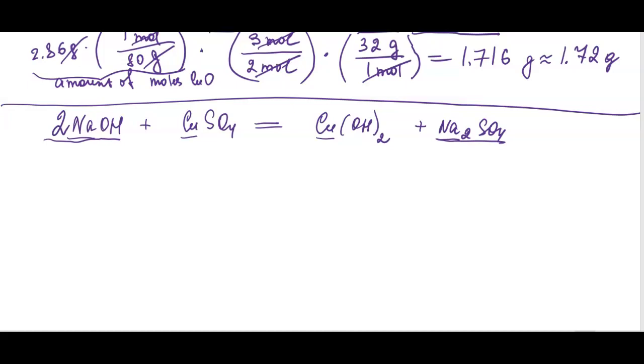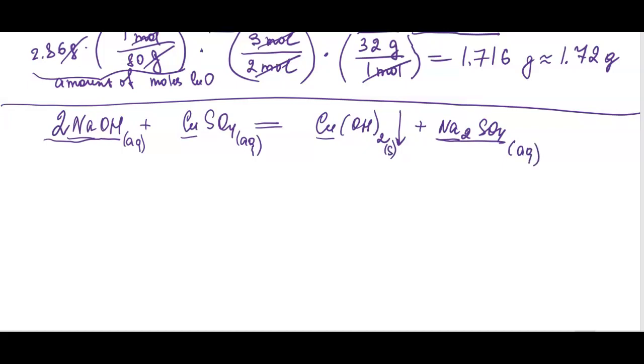And let's check a solubility table, because we need to mention their state. Are they solid or liquid or in a solution, right? According to the solubility table, sodium hydroxide is soluble, so I will use aq. That means this is a solution. Copper sulfate will be a solution too. Cu(OH)2 is insoluble, so I will use this sign, solid, and sodium sulfate is soluble too.